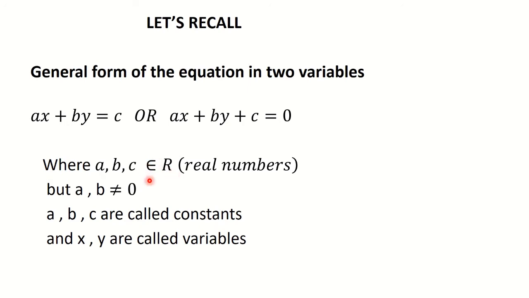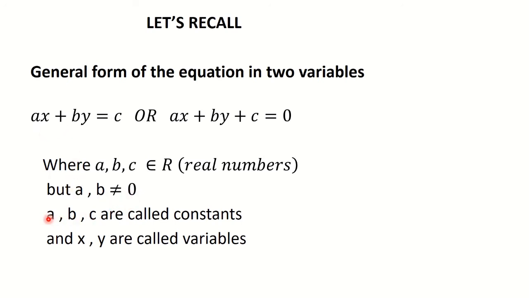You know the symbol belongs to R. That means a, b, c are real numbers. They can be positive, they can be negative, they can be rational, they can be irrational. Okay. But the important thing is a or b cannot be 0. You know that if a or b is 0, for example, if a is 0, then 0 into x is also 0. So this equation will not be in two variables. So here this condition is important, that a or b cannot be 0.